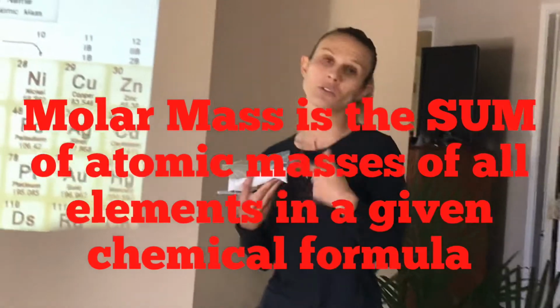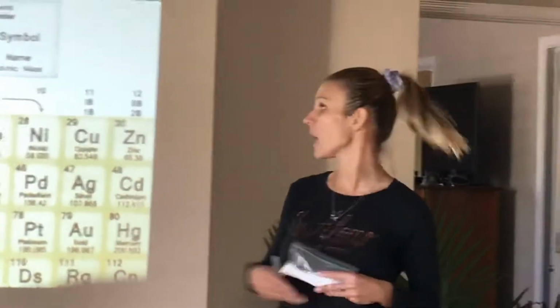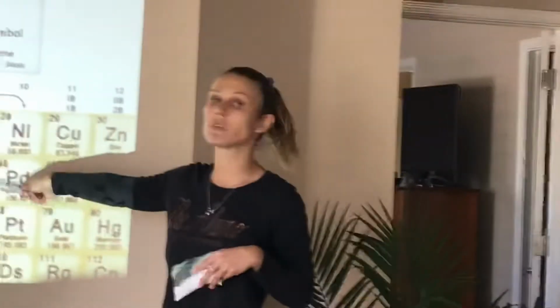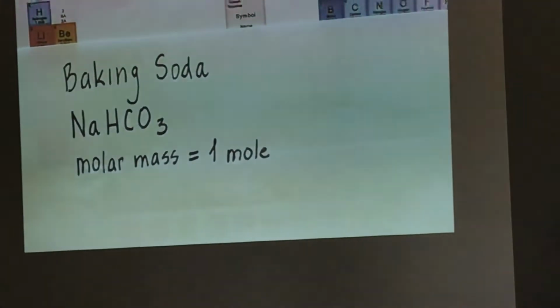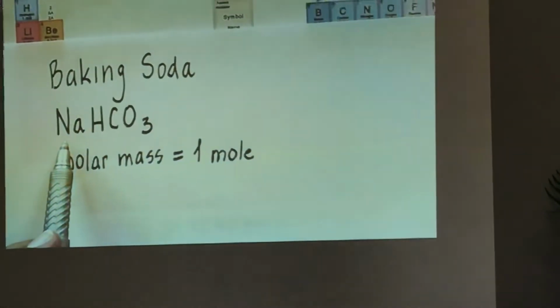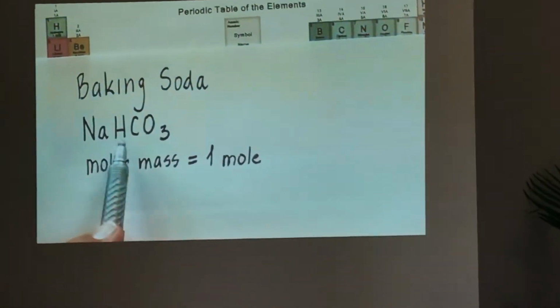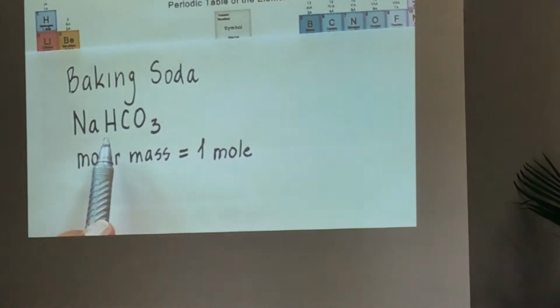Good thing is I do know the chemical formula for baking soda, and look right here, we have a periodic table with molar masses. I do know that baking soda is sodium bicarbonate. So look over here. Sodium, Na, and HCO3, that makes it bicarbonate.